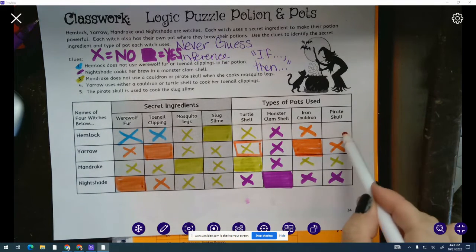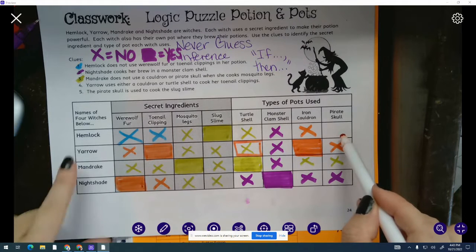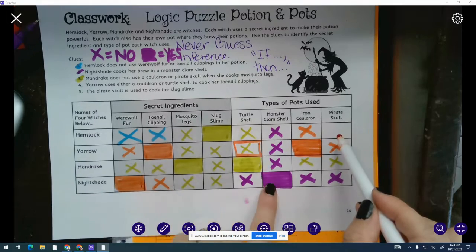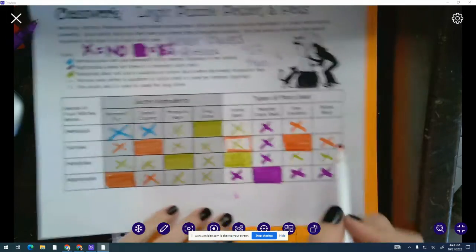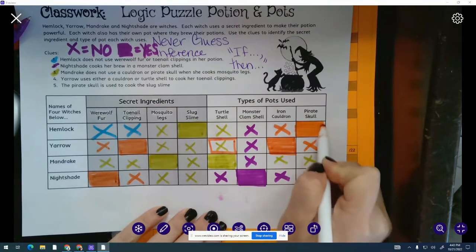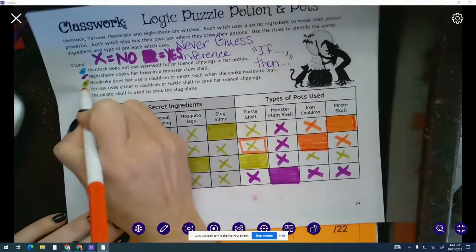What do we know about this one? Hemlock cannot use the turtle shell, cannot use a monster clam shell, cannot use a cauldron, so she must be using the pirate skull. And so we have completed this puzzle using 4 of the 5 clues.